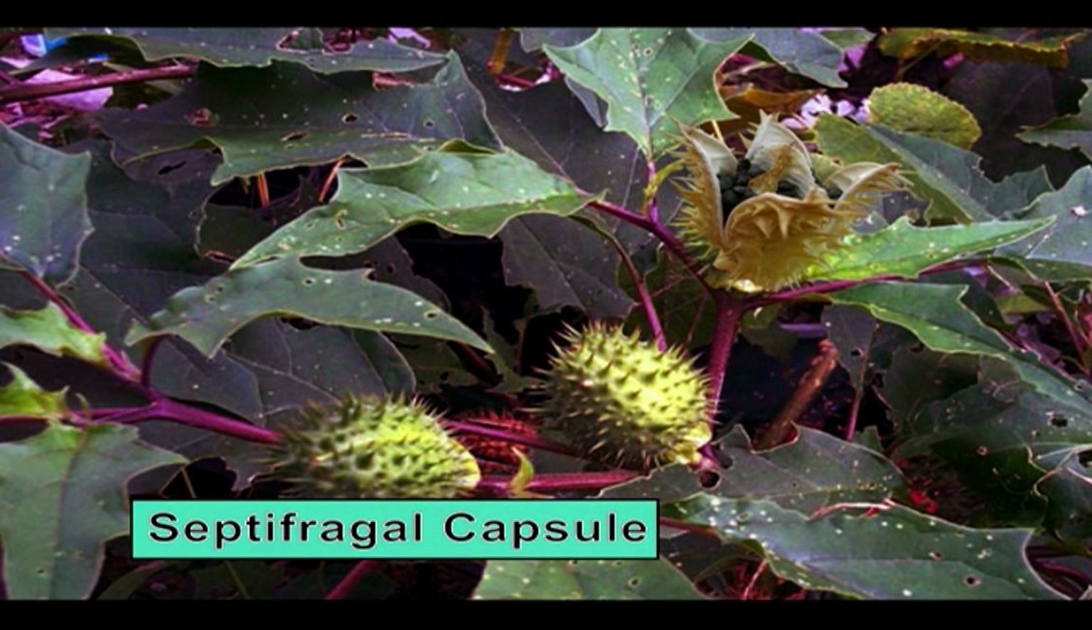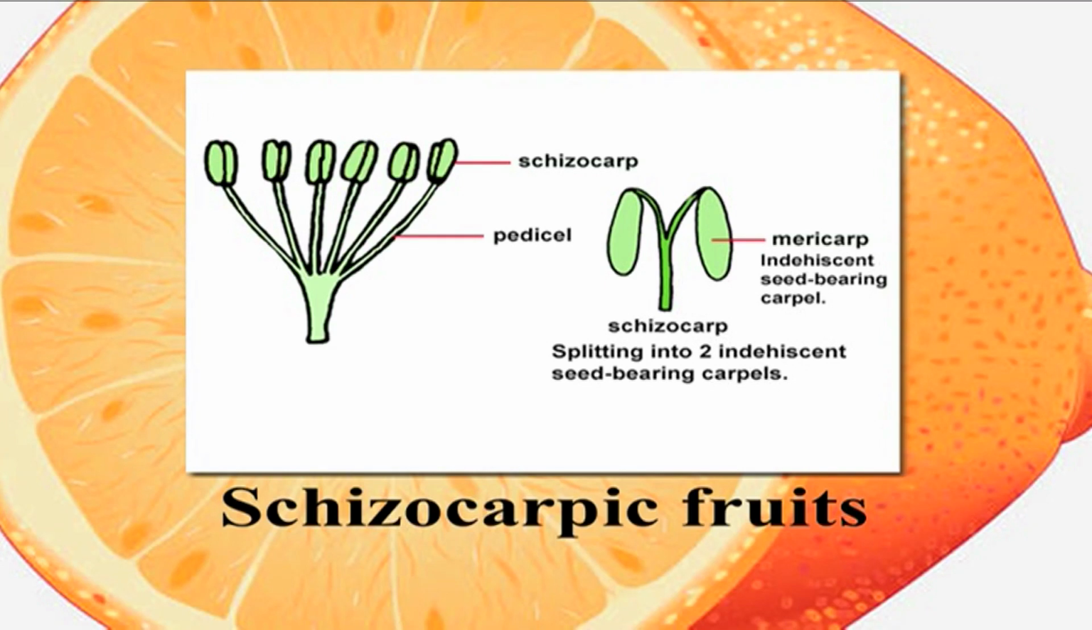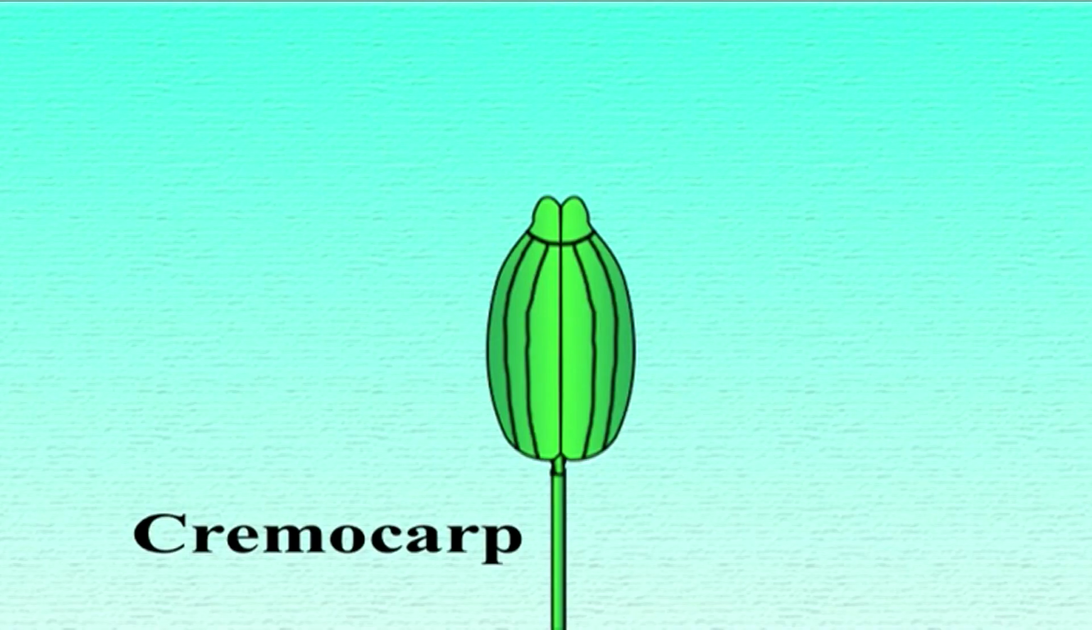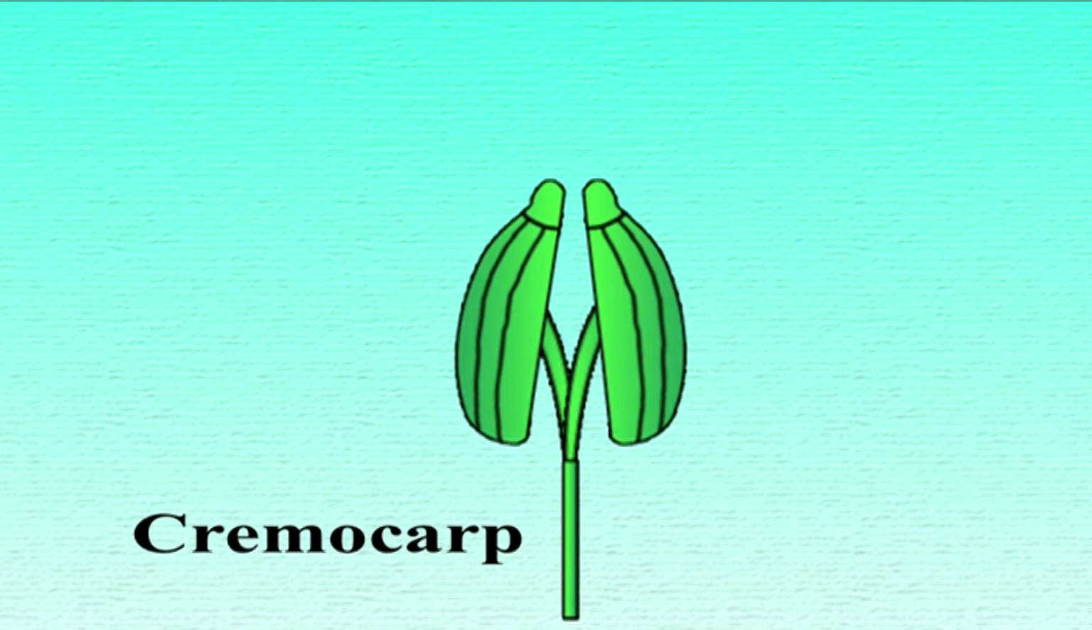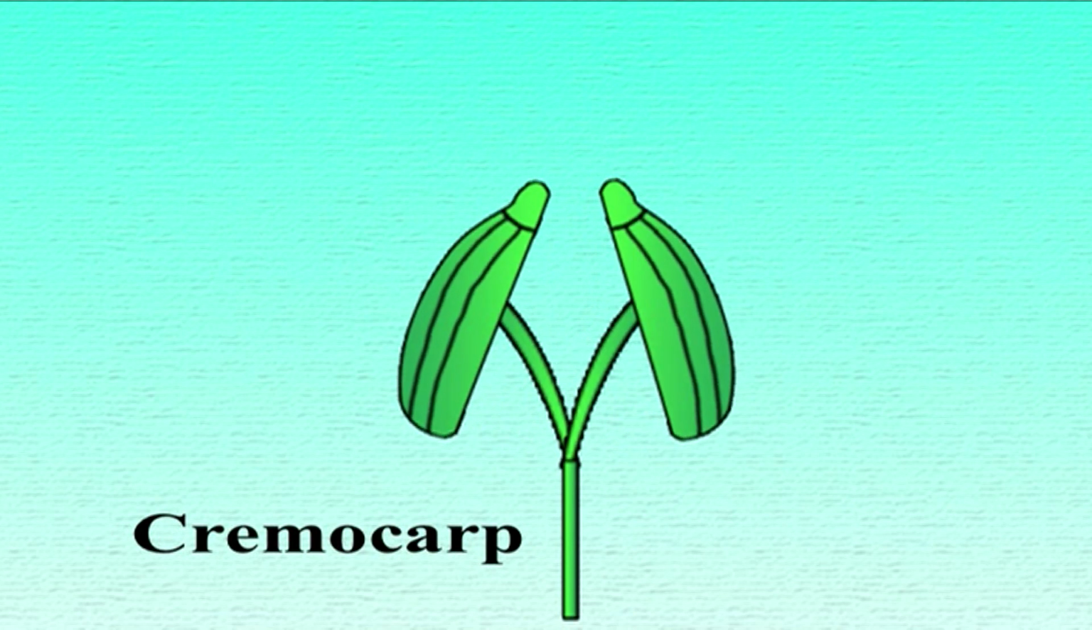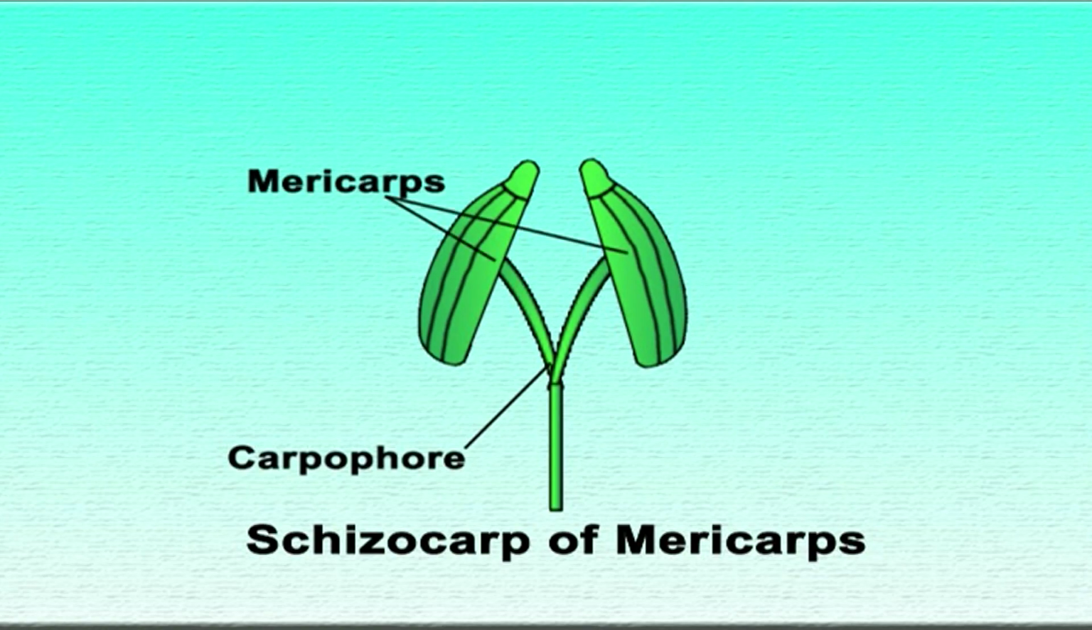Example, Datura species. Schizocarpic fruits. A schizocarp is a dry fruit type derived from a two or more loculed compound ovary in which the locules separate at maturity. Some common examples of schizocarpic fruits are: Cremocarp, a fruit developing from a bicarpellary syncarpous inferior ovary and splitting into two one-seeded segments known as mericarps. Also known as schizocarp of mericarps, the mericarps are attached by a common stalk, the carpophore.